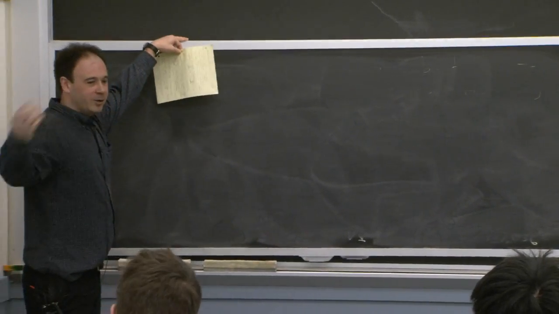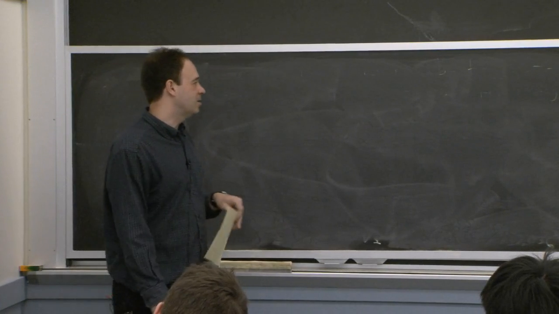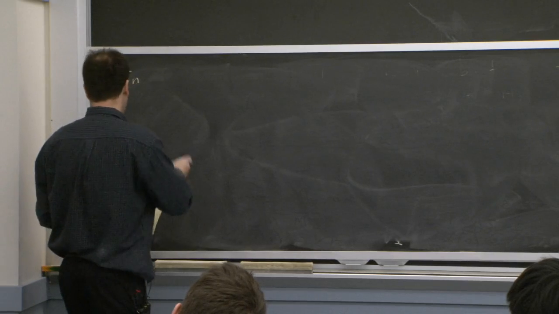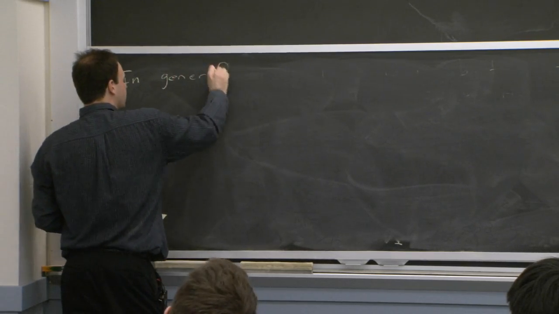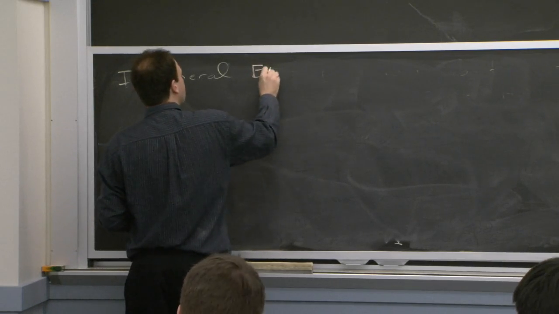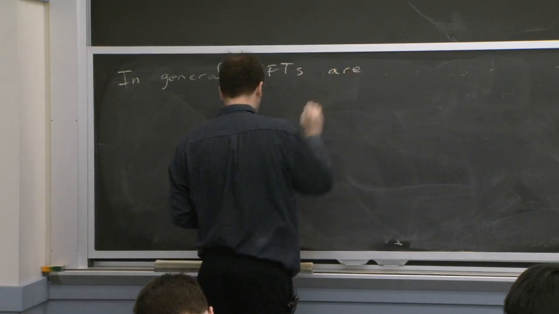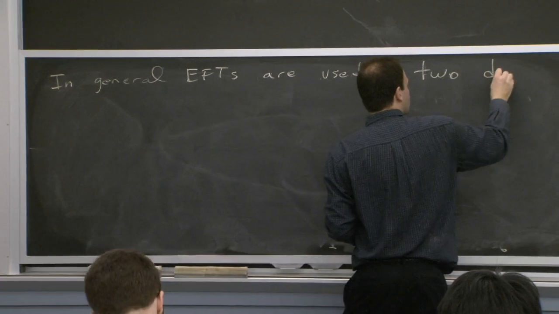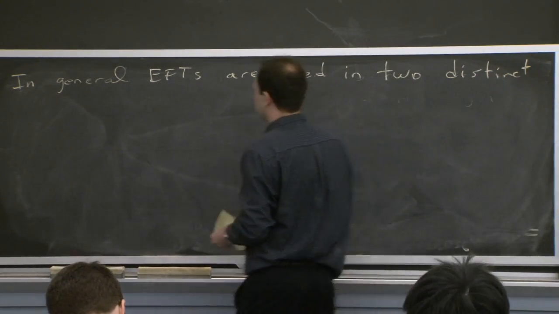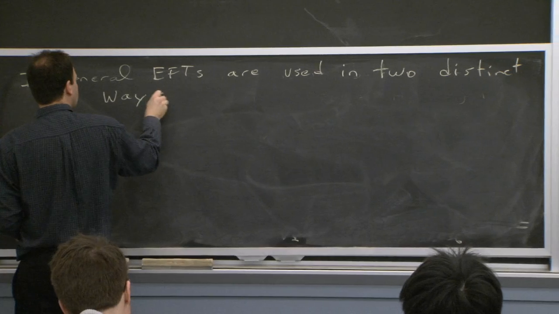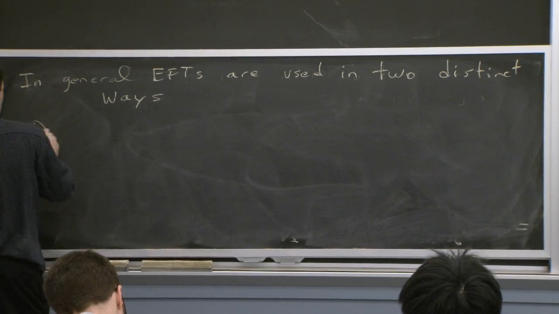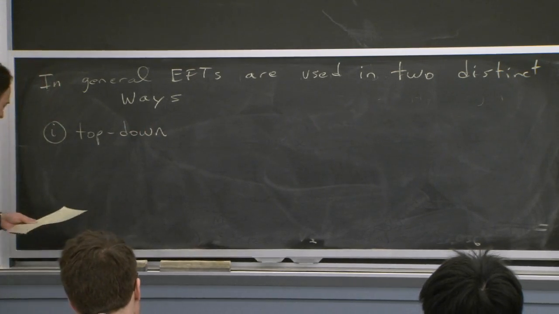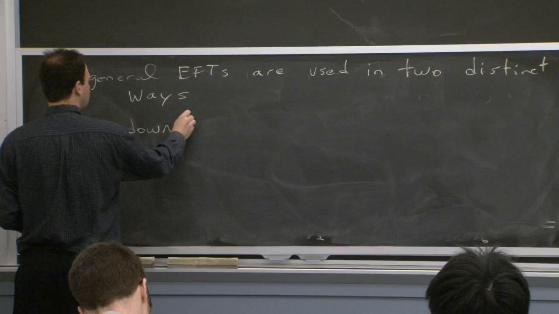Now, if you talk about the categories of effective field theories, if you look at the list that I handed out to you, or the list of things we're going to do in the course, then there's really, in general, two ways that effective field theories are used. The two ways are from the top down or from the bottom up. So we'll start with the top down.